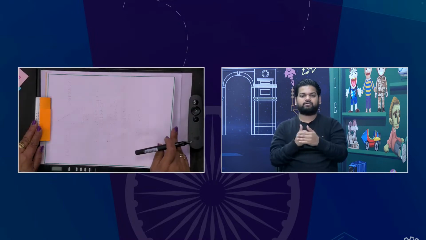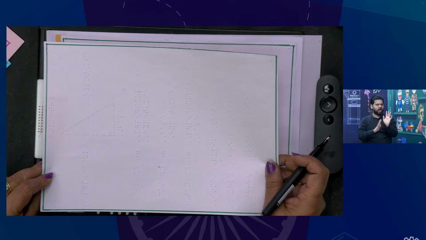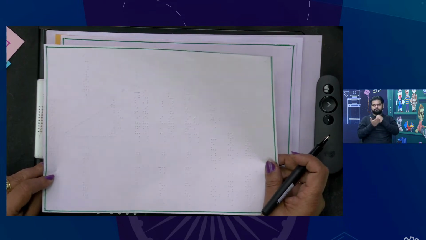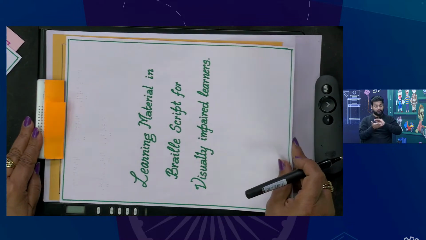ये हमारा TLM था जो हमने बच्चों के लिए ब्रेल स्क्रिप्ट में प्रिपेयर किया है. इस तरीके से अगर हम बच्चों के लिए थोड़ा सा प्रयास करें तो बच्चे शायद बहुत जल्दी और अच्छे से सीख पाएंगे. जी, और ब्रेल के माध्यम से हमारे विजुअली इम्पेयर्ड बच्चे बहुत ही इजीली इसको सीख सकते हैं मैम. जी, वो जो लर्निंग गैप है वो हम कवर कर सकते हैं अगर हम उनके लिए थोड़ा सा एक्स्ट्रा प्रयास करें. बिल्कुल मैम.